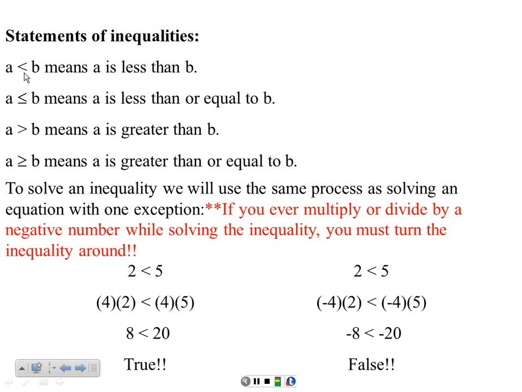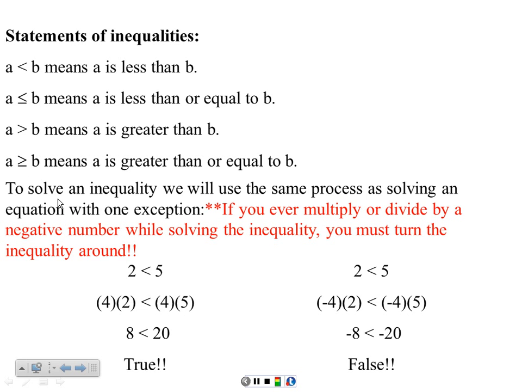This symbol is a less than symbol. This symbol is less than or equal to because it has the line underneath it. And these two do not mean the same thing. This means that A, the left-hand side, has to be less than the right-hand side. This one means that the left-hand side can be less than or equal to the right-hand side in order for it to be a true statement. This is your greater than symbol, and this is your greater than or equal to symbol.